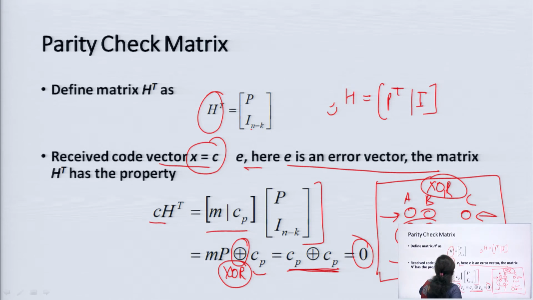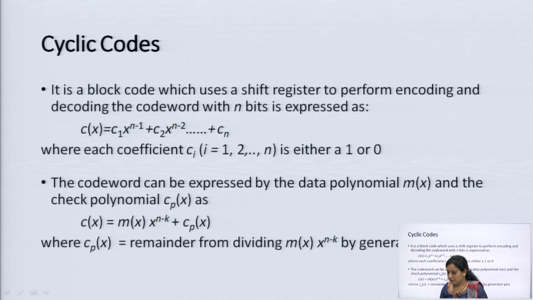So, this is the received code word, equivalent to x, which is equal to C plus E, where E is an error vector. The matrix H transpose has the property shown over here, which says the result is 0. 0 means no error has occurred, and if an error has occurred, then it can be corrected using this parity check matrix. So, this is how the parity check matrix will work.